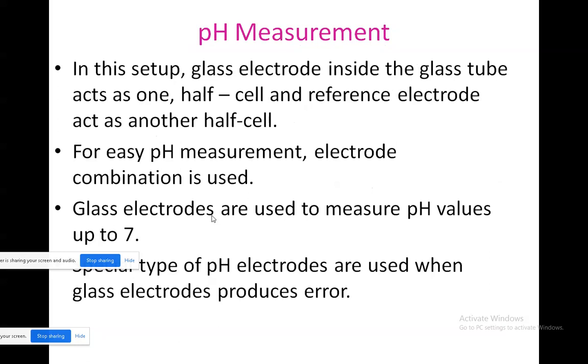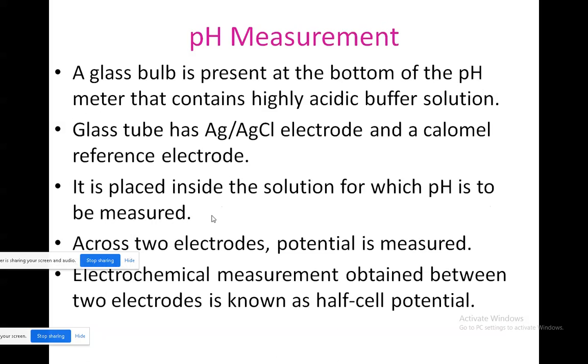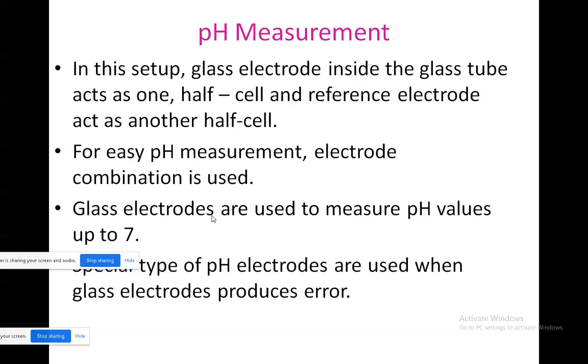Why it is named half cell: in this setup the glass electrode inside the glass tube acts as one half cell, and the reference electrode acts as the other half cell. That's why it is called half cell potential. Each electrode is considered a half cell: one half cell is the reference electrode and the other is the active electrode. And for pH measurement, a combination electrode is used.